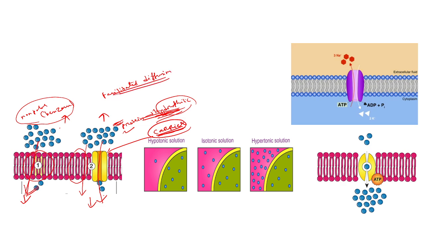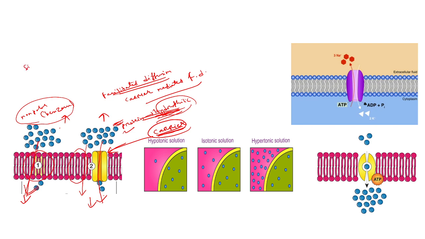That means some facilitated needs for the transport of this molecule, and this is called the carrier, or the carrier mediated facilitated diffusion. Okay. So now there are two types of transport.